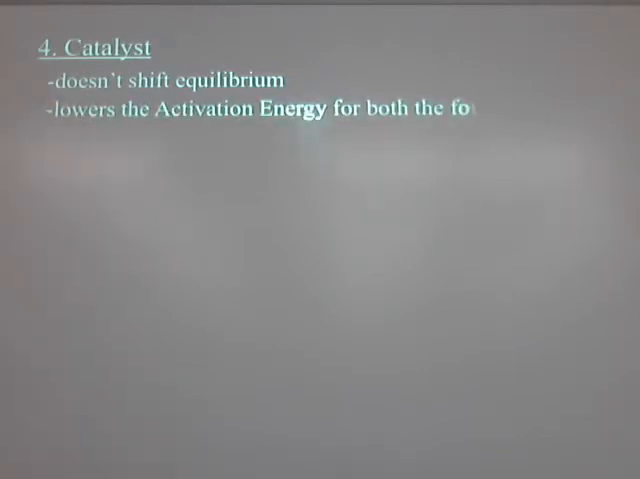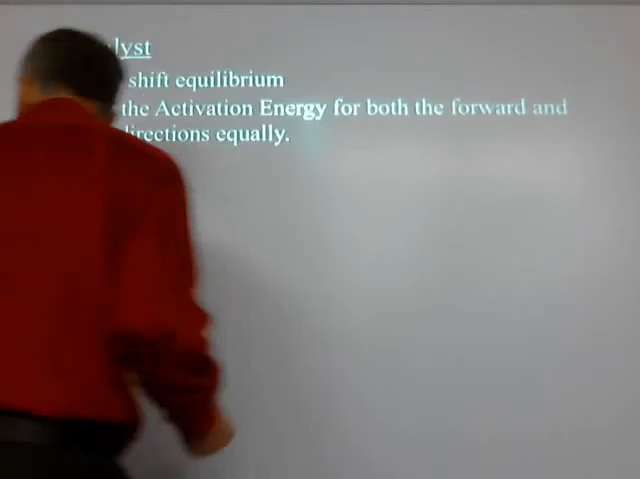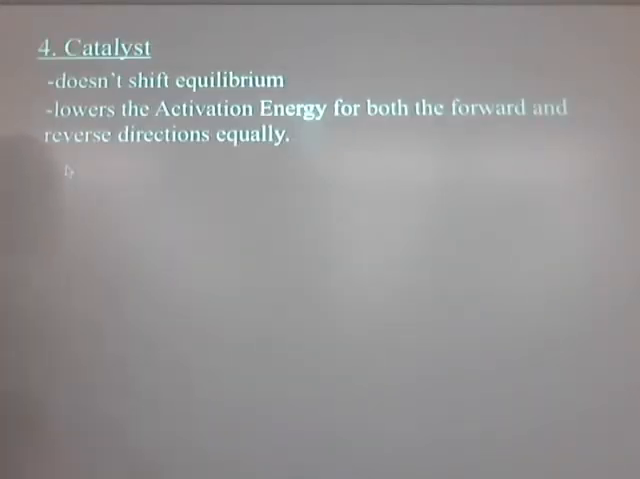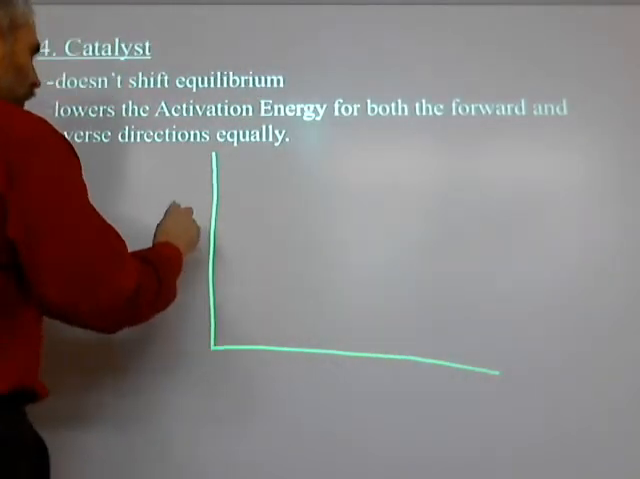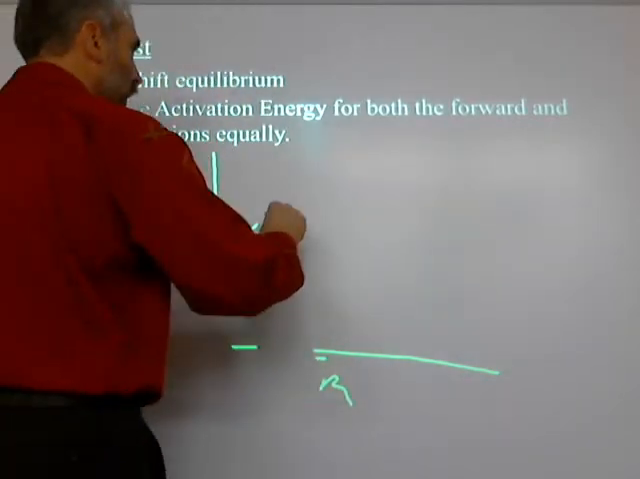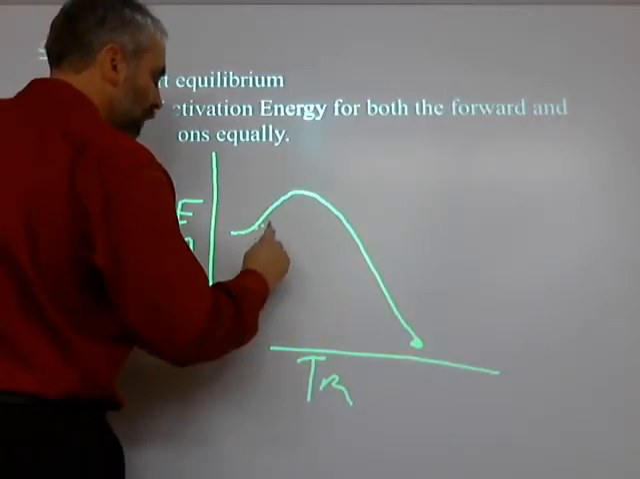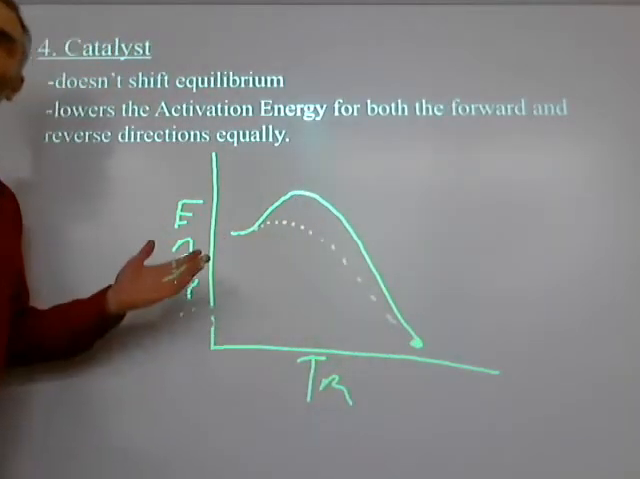So, first off, why does it work? Why does it not affect equilibrium as far as shifting it either way? Well, you think about it. Doesn't it lower the activation energy for both directions an equal amount? Absolutely. Let's take a look at that. You don't need to draw this because you've seen this reaction graph 100 times, but here it is. Energy versus time. Let's take an exothermic reaction. If I have a catalyst, the path might look something like that, where I've lowered the activation energy.